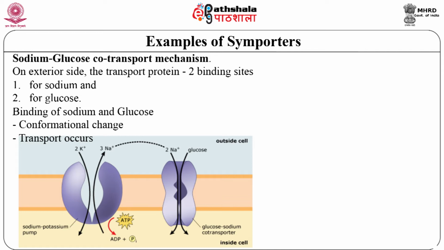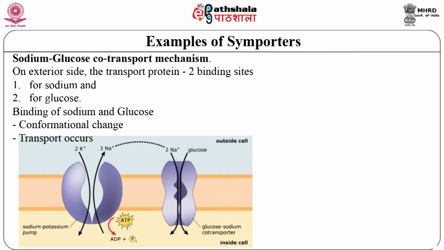The mechanism is, in this case, on its exterior side the transporter protein has two binding sites. One is for sodium and the other one is for glucose. When both of these bind to the protein, there is a conformational change which allows the transport.